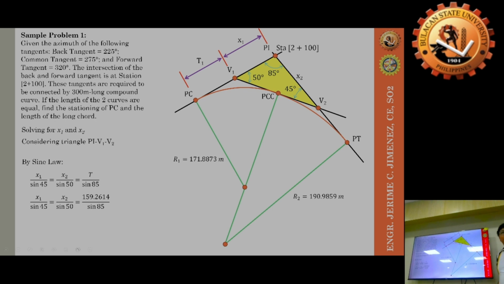Okay? Using your calculator, shift solve, o kaya naman ay cross multiplication, we can get x sub 1 and x sub 2. So, what is x sub 1? Okay, that is 113.0450 meters. And what is x sub 2? Okay. 122.4673 meters. So, that is your x sub 1 and x sub 2. So, kumpleto na yung t sub 1 natin and x sub 1 natin. Okay? Sige, sulat mo na.